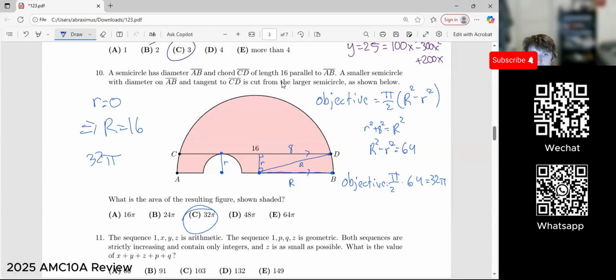What they should have said is a smaller semicircle with positive radius. If they wanted to exclude what Nelson noticed, then they should have said this.